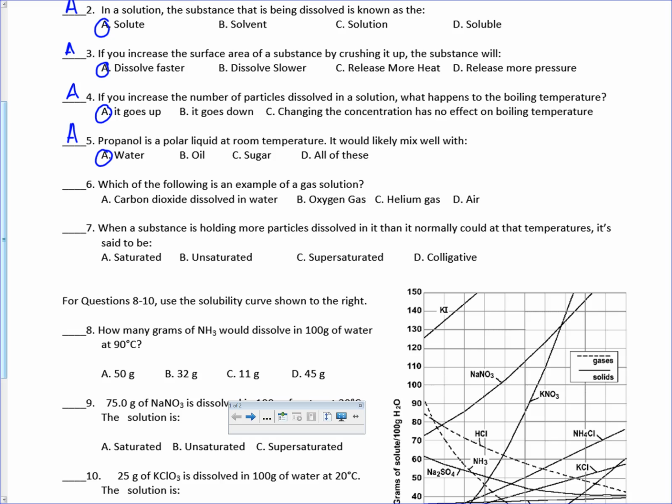Number 6, which of the following is an example of a gas solution? You have to know that a gas solution has a solute dissolved into a gas. And so carbon dioxide and water, in that case, that's a liquid solution because it's dissolved in water. Oxygen gas and helium gas are pure substances, so that's not going to be a mixture. So air is what we're looking for here. When a substance is holding more particles dissolved in it than it normally should at that temperature, this is the definition of supersaturation, all right, which is C.